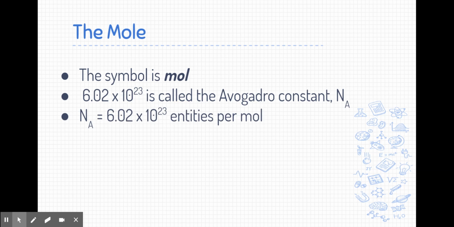Another way of saying that is expressing it as a ratio. So I use the term things. In the precise definition of the mole, they use the term entities, okay? It means the same thing. N sub A is equal to 6.02 times 10 to the 23 entities per mole. That's just another way of saying 1 mole contains 6.02 times 10 to the 23 individual entities.